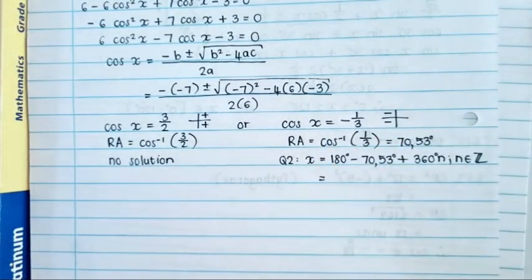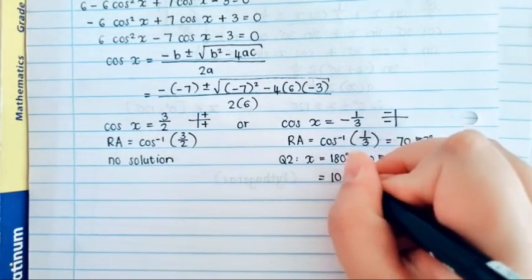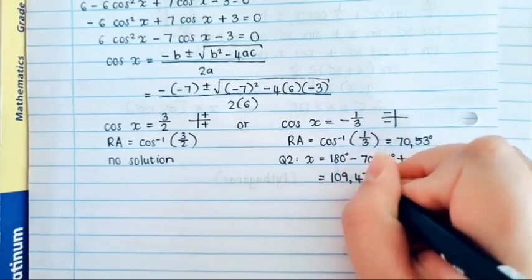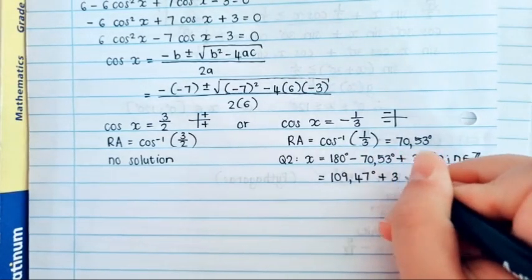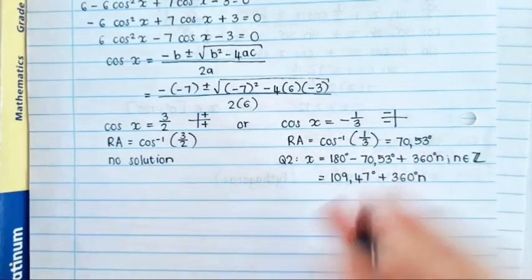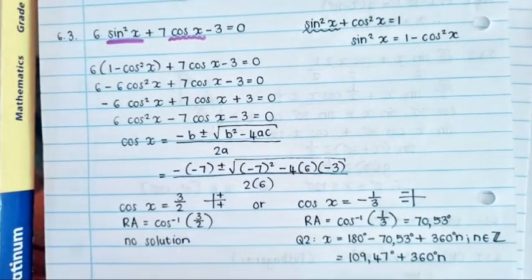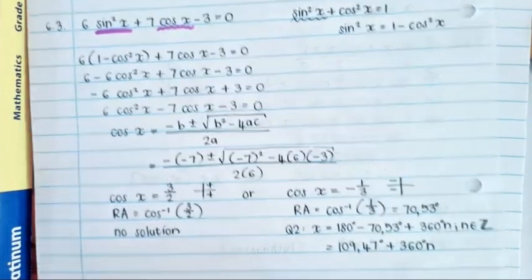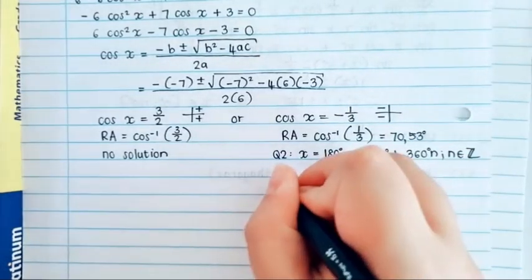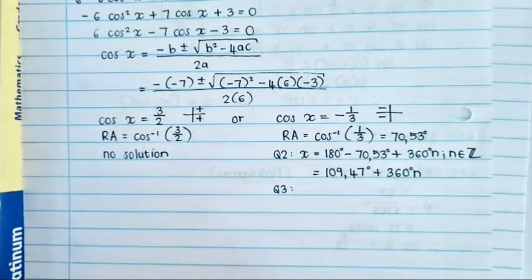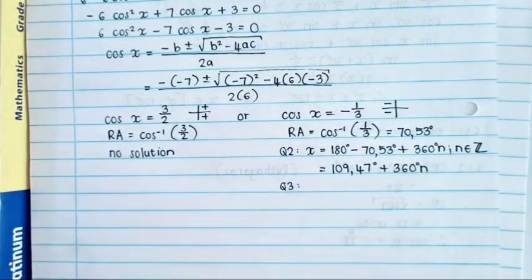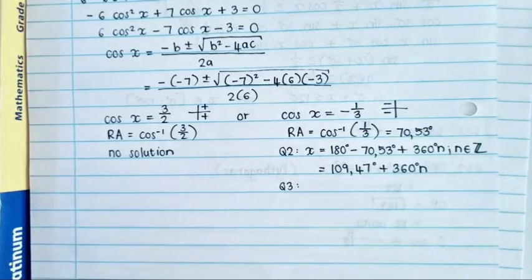And now we just need to work that out. If you do 180 minus that value, you will get 109.47 degrees plus 360n. That is the question there at the top. So that is the second quadrant solution. Now we still have to do our third quadrant solution. For the general solution, for sine and cos, you always have to have two solutions. Yes, you have to write n element of Z, you do.